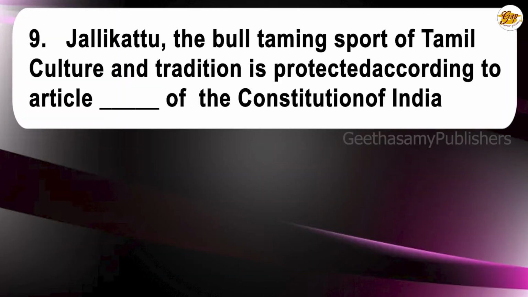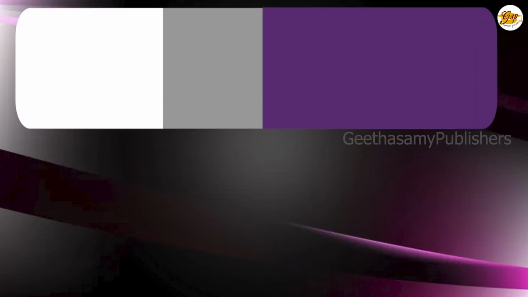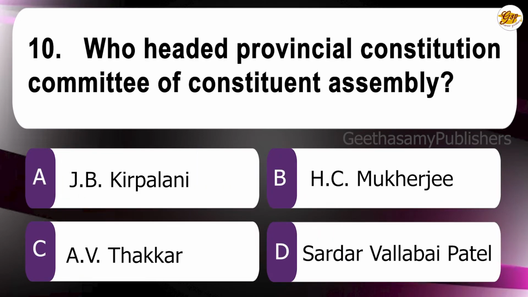Ninth question. Jallikattu, the bull taming sport of Tamil culture and tradition, is protected according to Article dash of the Constitution of India. A. 29.1, B. 39.1, C. 49.1, D. 59.1. The correct answer is A. 29.1.